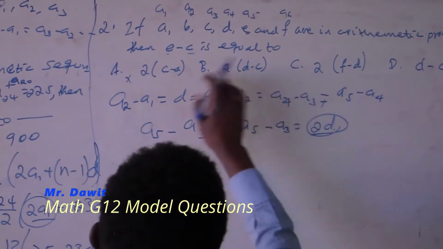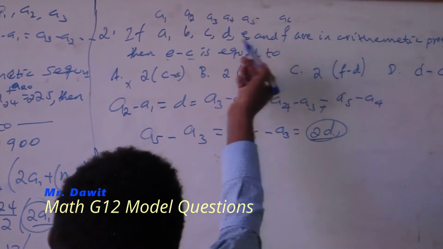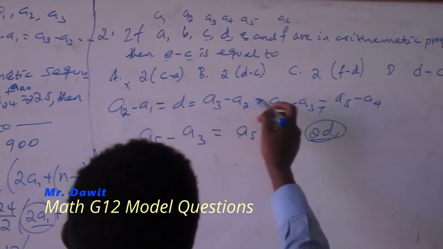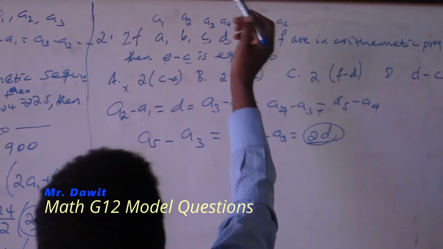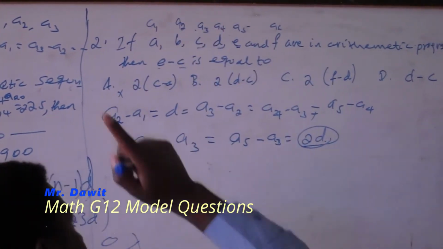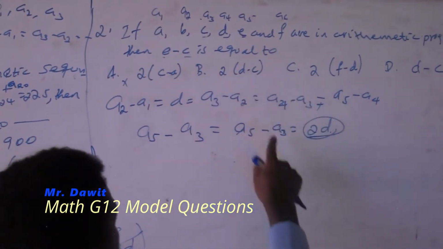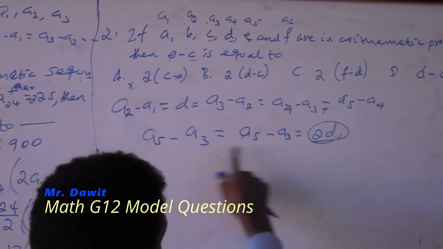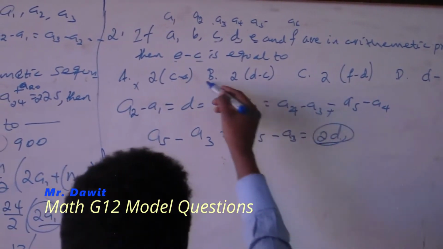B says what? Twice D minus C. D is the fourth term, and C is the third term. So the fourth term minus the third term is D, and when we multiply it by 2, we get A5 minus A3. That is 2D. So our answer is here.